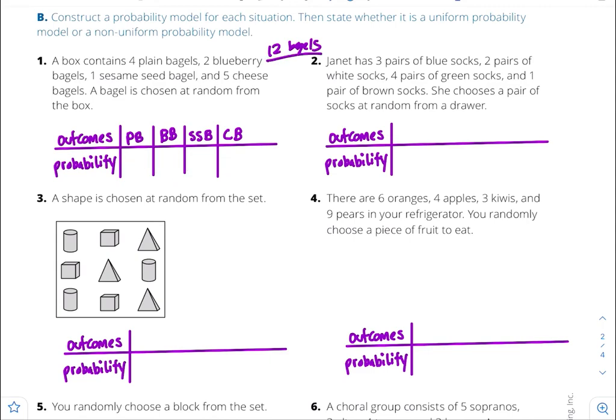So for the plain bagel, it's 4 over 12, which you simplify to be 1/3. Divide top and bottom by 4. This one over here, blueberry bagels, 2 divided by 12, but then simplify that fraction to 1 over 6. For sesame seed bagel, that's 1 over 12, and for cheese bagel, it's 5 over 12. So, are these uniform? Do these give you an equal chance to get each bagel? No, so this is going to be non-uniform.